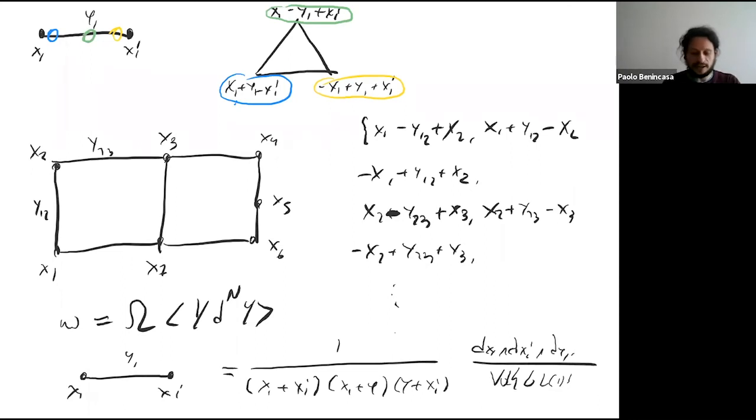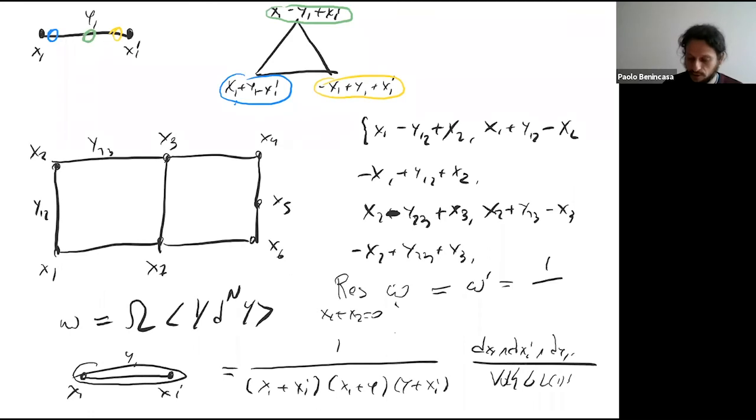Now, let's say that I want to take the residue of omega with respect to x1 plus x2 equals 0. Okay. Now, we know that this is associated to taking the subgraph which is the graph itself. And it's going to give you some omega prime, which is given, for example, by 1 over (y1 minus y2) squared, and here I have dx1, dy1, volume of GL1.